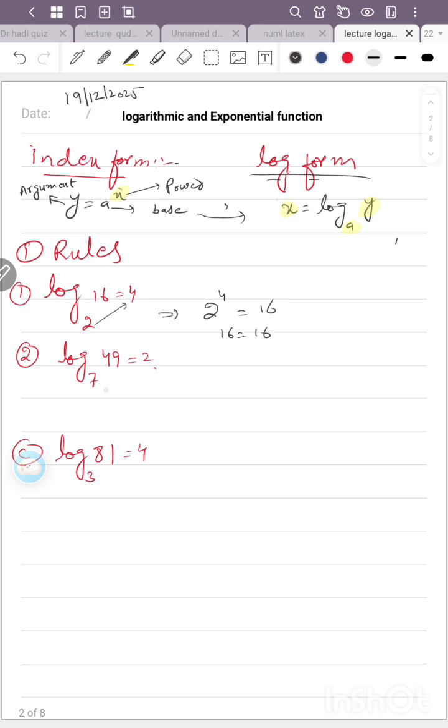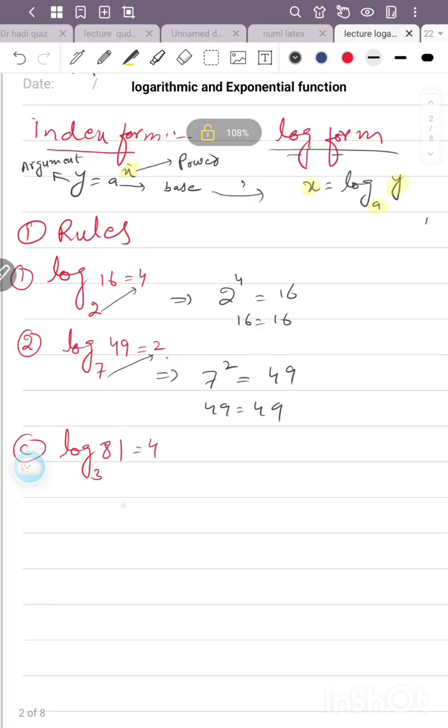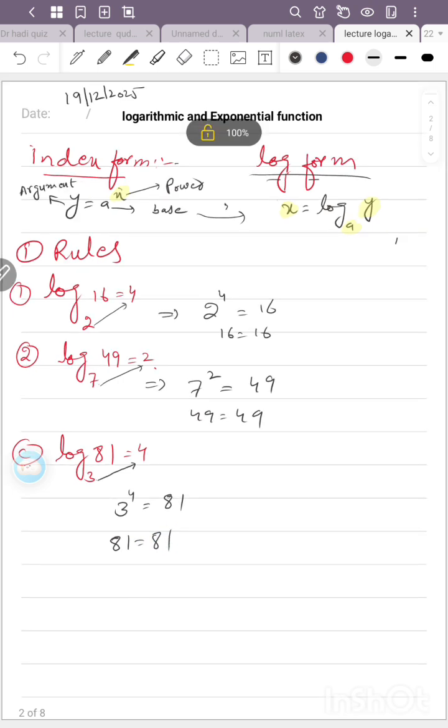Now we go to the second question. The second question is quite similar. So this is your base, this is your power, and there is your argument. So 49 equals 49. Also our third part is similar: 3 power 4, this is your base, 4 is your power, and 81 is your argument. 81 equals 81. Yes, we have completed it.